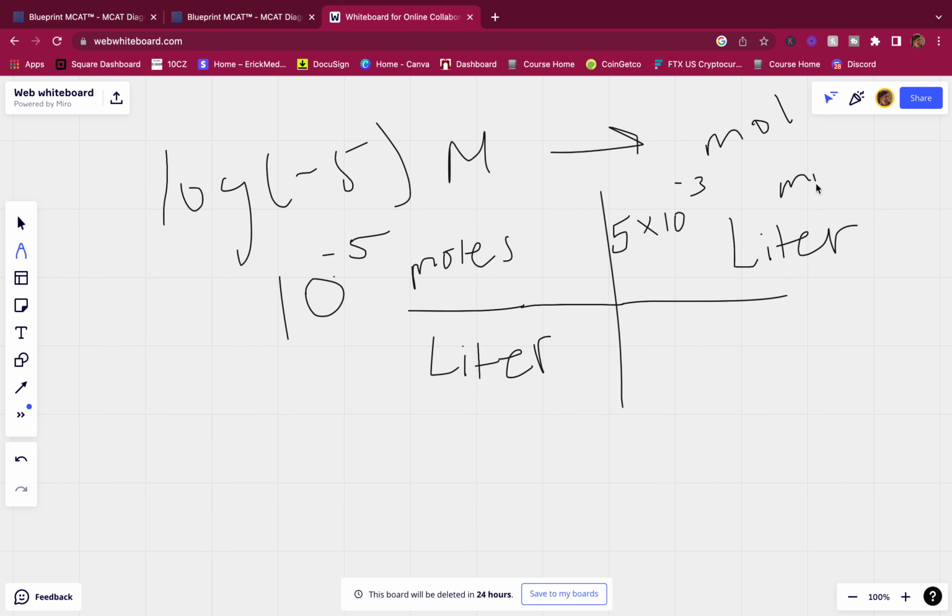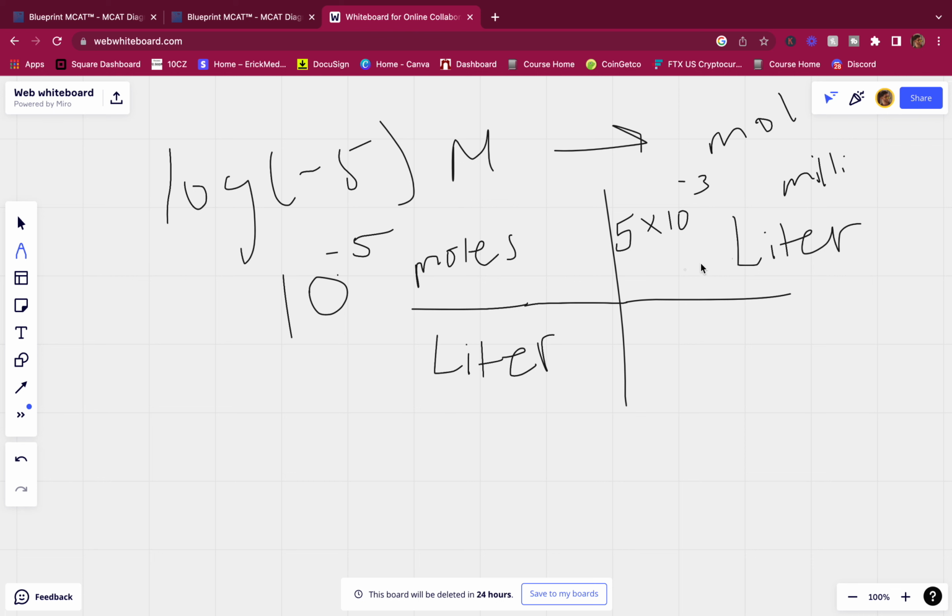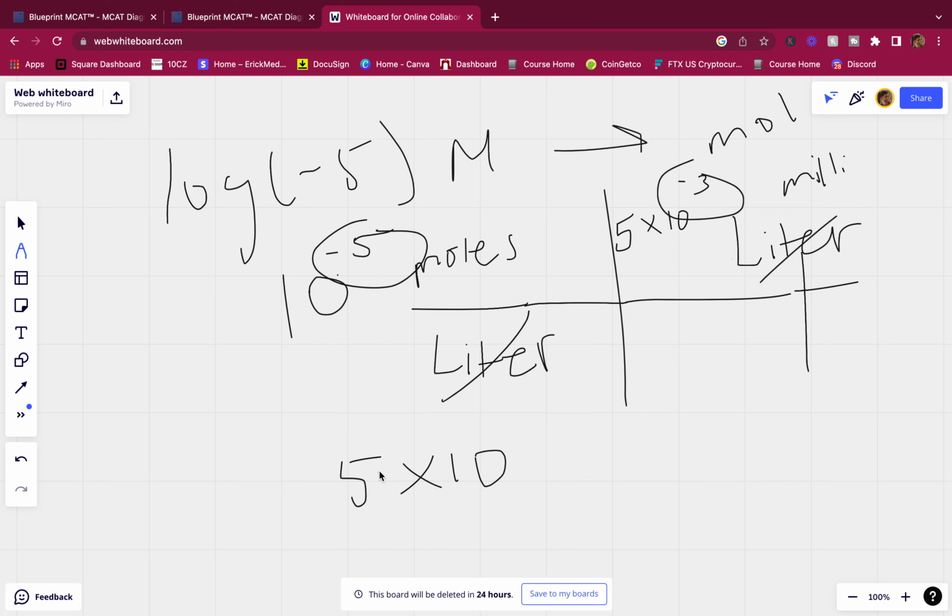Okay, milli is equal to 10 to the negative 3. So when we multiply this, what are we going to get? Liters are going to cancel out, and we're just going to get moles here. So we're going to get 5 times 10. When you're multiplying exponents like this, you just combine them. So 5 times 10, combine negative 5 and negative 3, you get negative 8 moles. Okay, 5 times 10 to negative 8 moles.